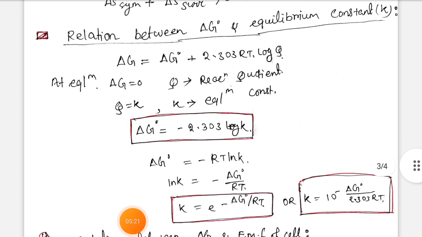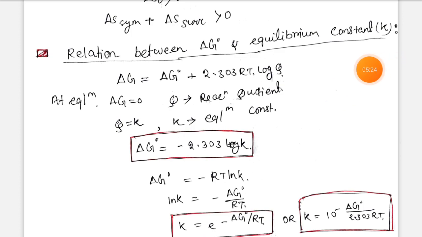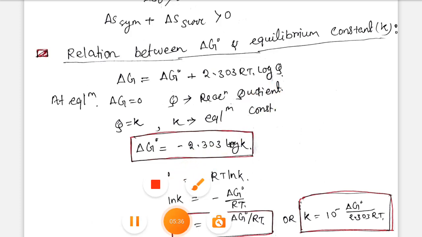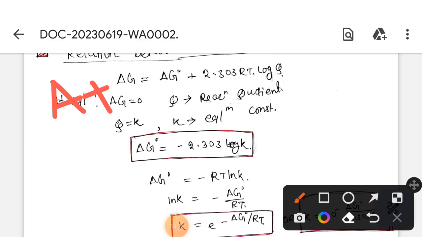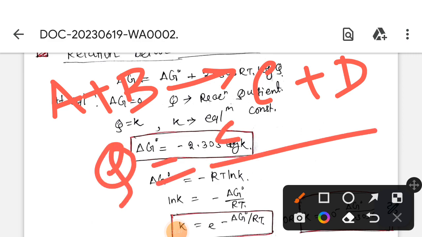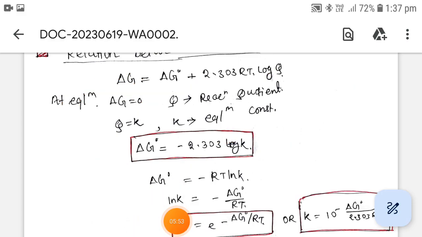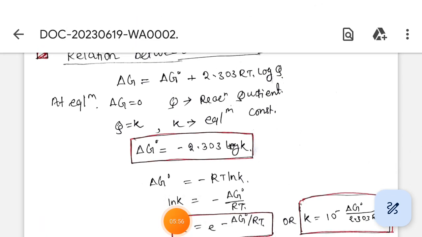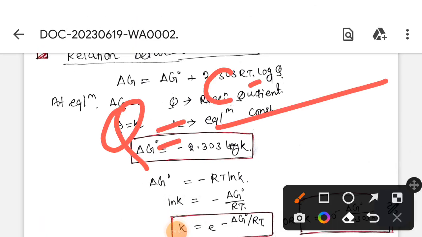Next, the relationship between delta G 0 and the equilibrium constant, that is K. The equation is delta G is equal to delta G 0 plus 2.303 RT log of Q. For a reaction A plus B going to C plus D, Q is equal to the concentration of C times the concentration of D divided by the concentration of A times the concentration of B.